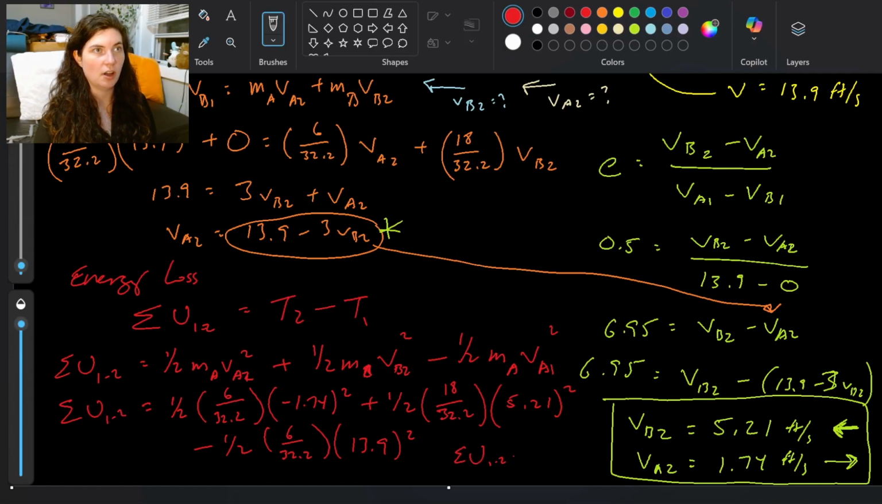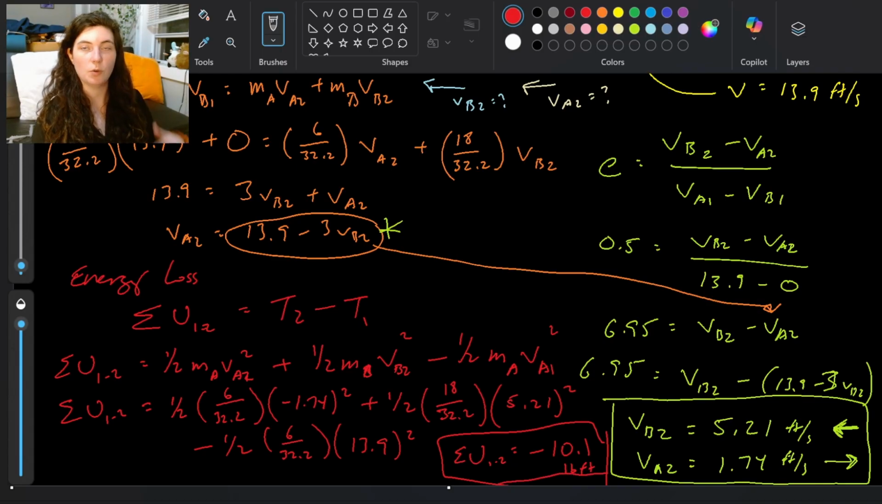And this energy loss from our calculator is negative 10.1 pound-feet. Right? A negative is what we expect. We expect a negative because it is a loss. Right? If it were positive, it would have meant that the system was gaining energy somehow, which it's not. So from this impact, we lost 10.1 pound-feet of energy.